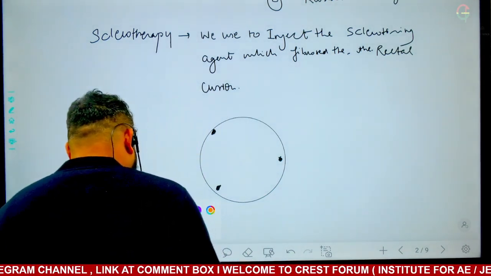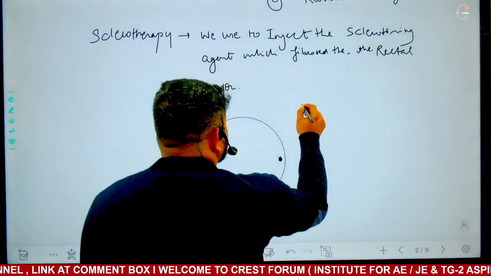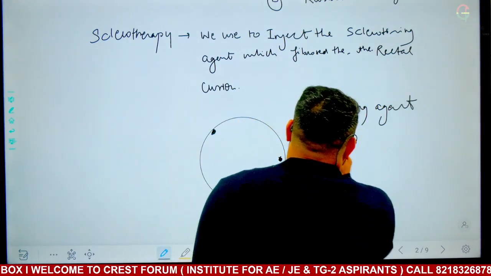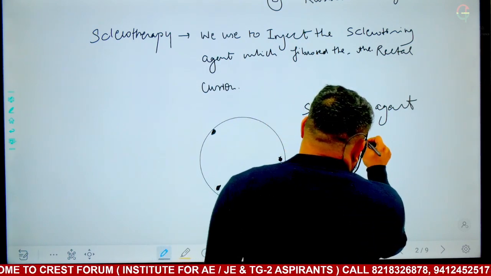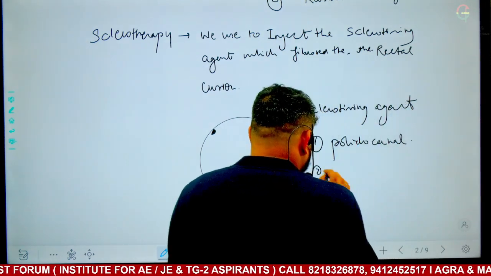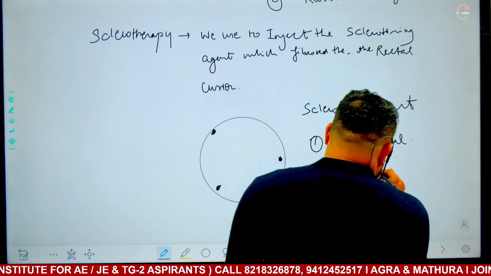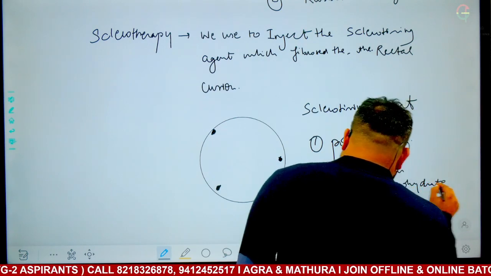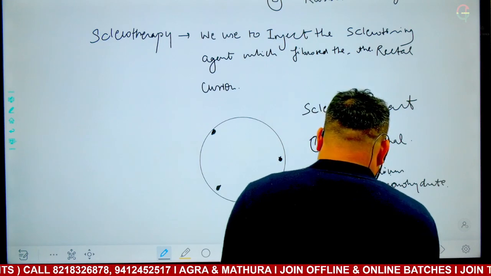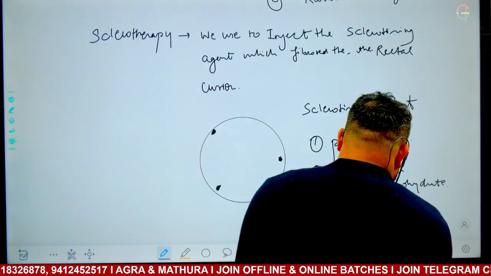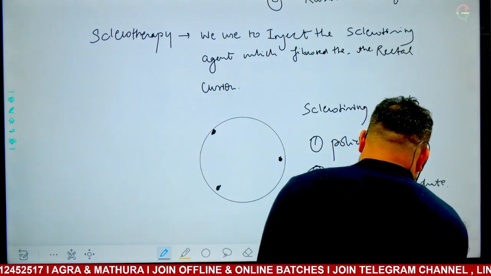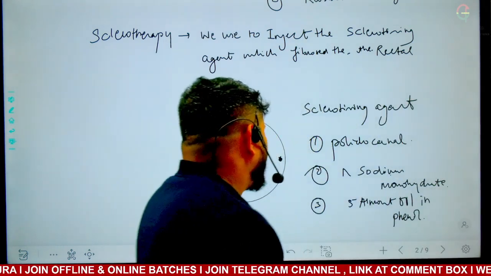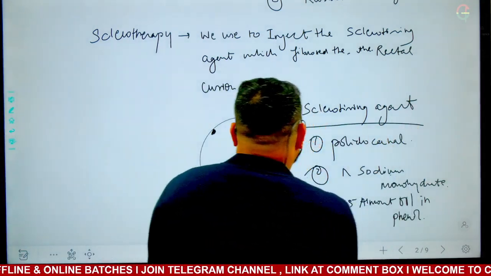What are the contents we used in the sclerotizing agent? Polidocanol, sodium tetradecyl, 5% almond oil, phenol. Okay, I have told you the mechanism of how the sclerotizing agent works.